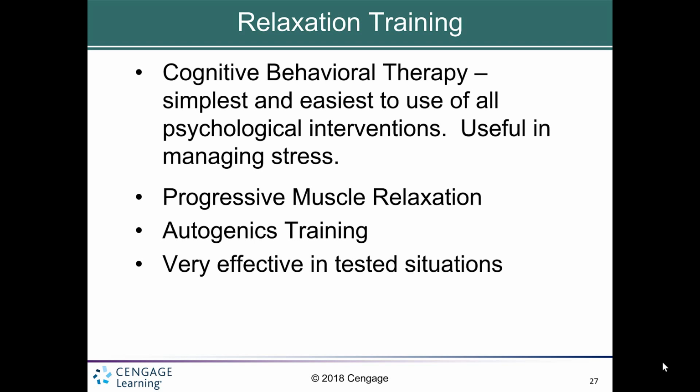Autogenic training is another approach to relaxation, and it consists of a series of exercises designed to reduce muscle tension and change the way people think, and the content of people's thoughts. And they both are very effective in tested situations.